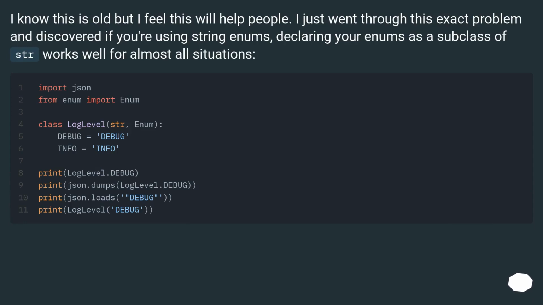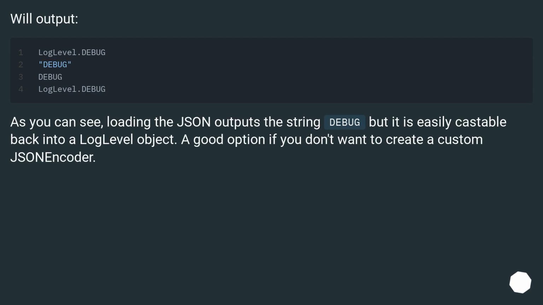I know this is old, but I feel this will help people. I just went through this exact problem and discovered if you're using string enums, declaring your enums as a subclass of str works well for almost all situations. Will output. As you can see, loading the JSON outputs the string "debug", but it is easily castable back into a LogLevel object. A good option if you don't want to create a custom JSON encoder.